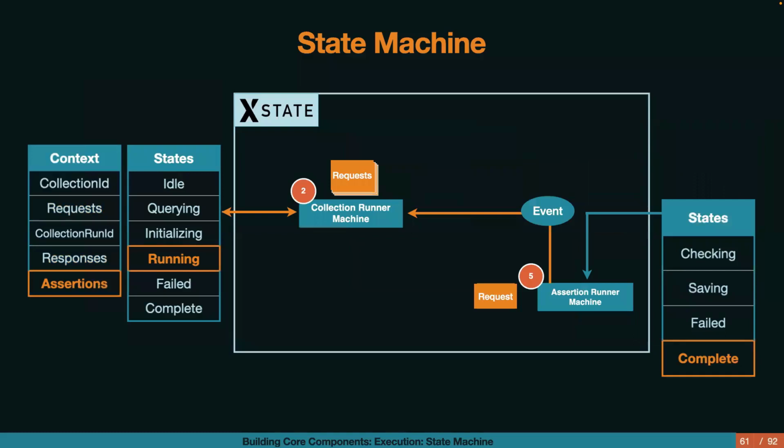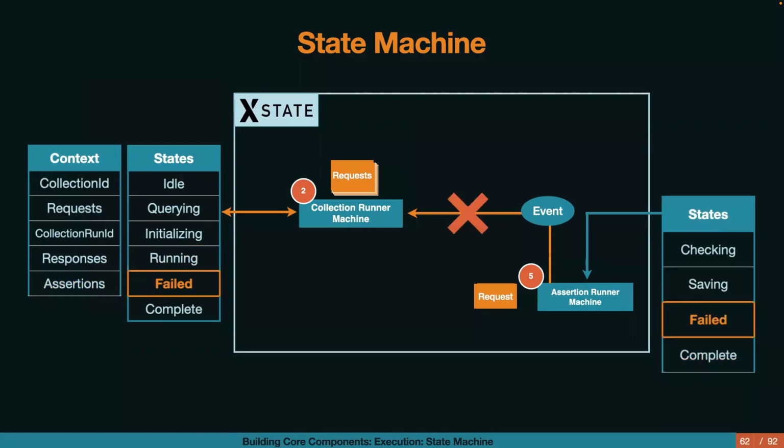At this point, the collection runner machine has all the information necessary for checking assertions against the saved responses. The assertion runner machine is invoked, which uses the API's response to evaluate assertions defined for the current test. Assertion results are then saved to the collection runner's context.